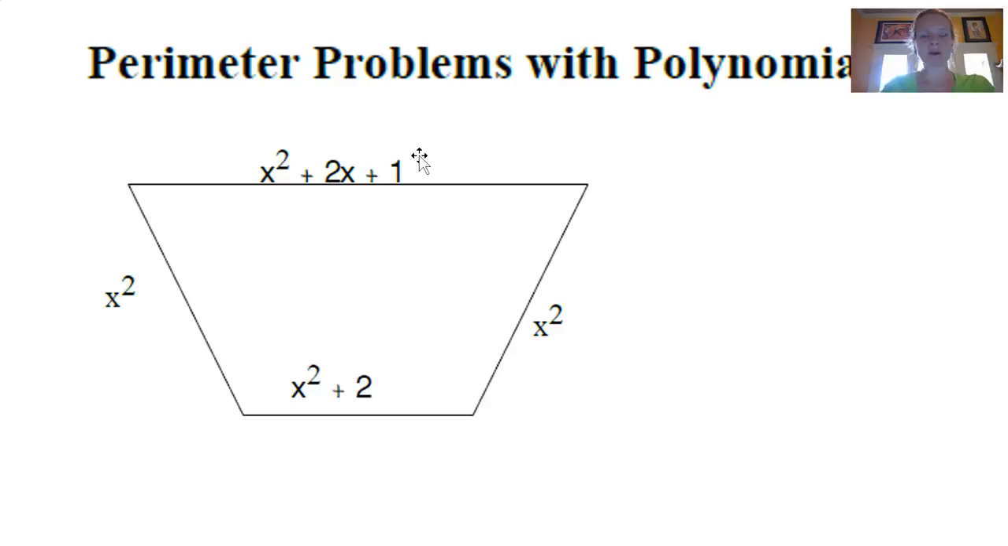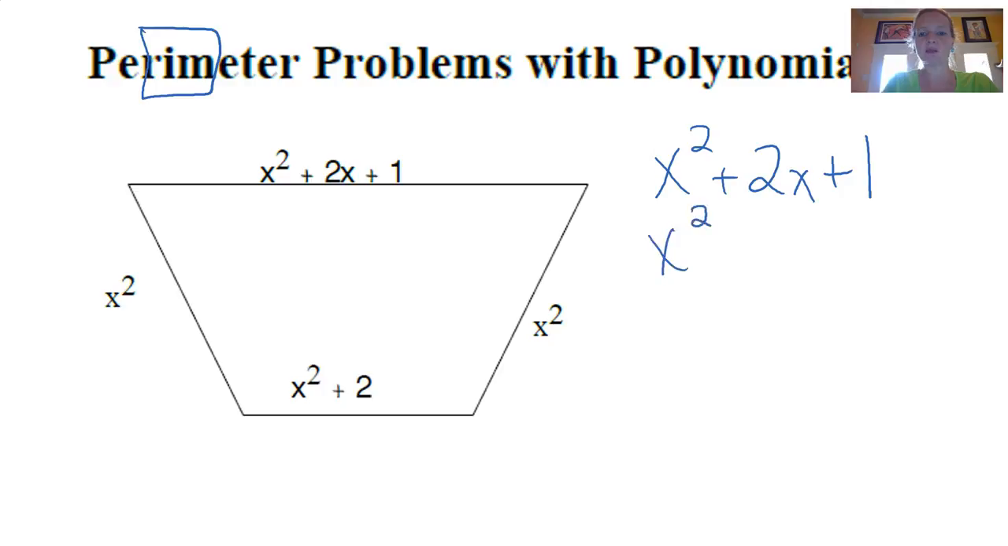Let's do the perimeter of this trapezoid. Now remember, we have to go around every side because we are doing perimeter, the rim, the outside. So I'm going to start with the top base, and it's x squared plus 2x plus 1. Then I'm going to go to the second side, and I have an x squared. I'm going to put it under my x squared. Then I go to the bottom, and I have an x squared, and I have plus 2. Now remember, I put my like terms under each other so I don't get confused. Then I go to the other side, and I have another x squared.